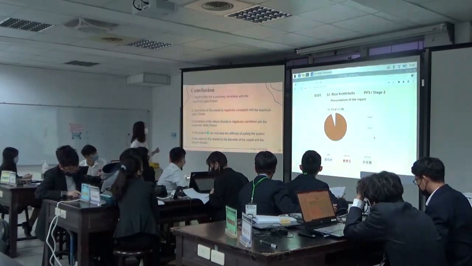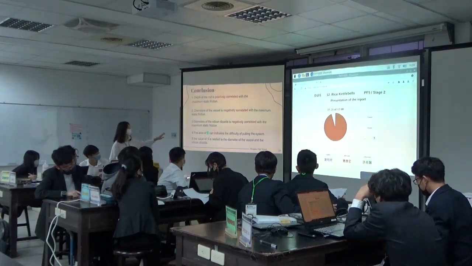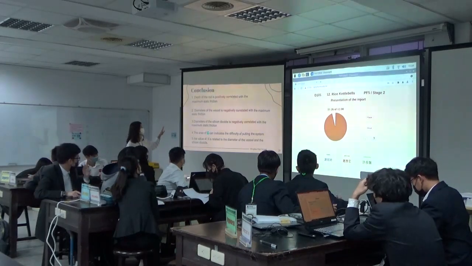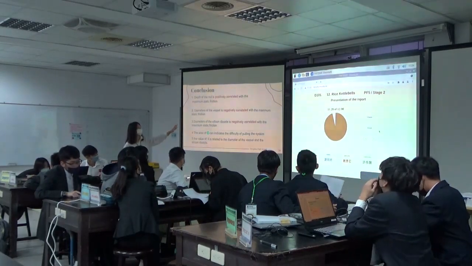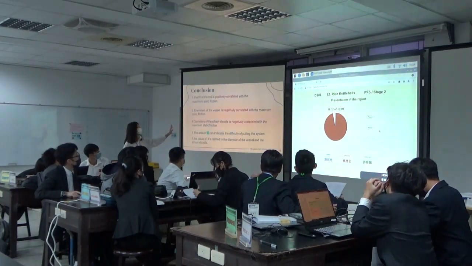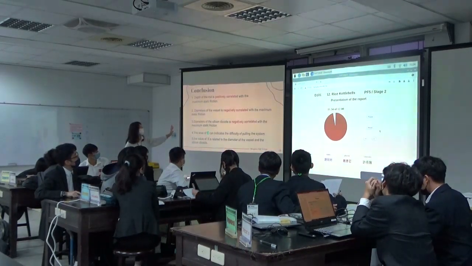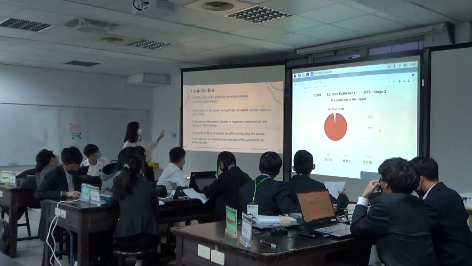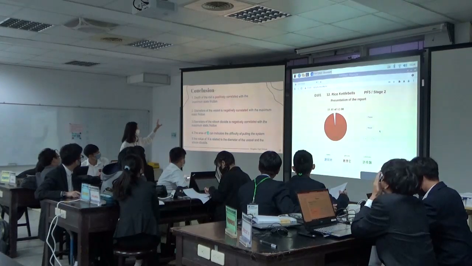When the diameter is bigger, for our conclusion, the rod is positively correlated with our maximum stick friction. The diameter of the vessel is negatively correlated with our maximum stick friction. The diameter of the silicon dioxide is negatively related with our maximum stick friction. That is proof that our hypothesis is right.